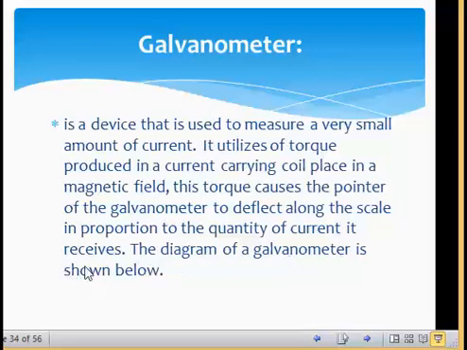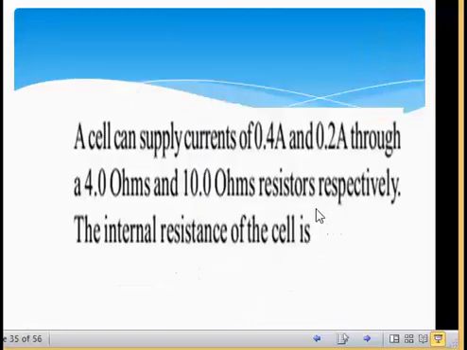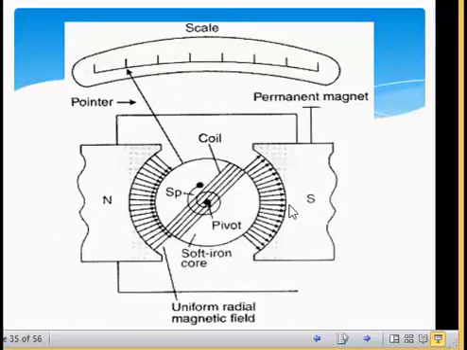Now the diagram of a galvanometer is shown. Let's look at the diagram. As you can see, there is a coil. This coil is wound around a cylinder, a cylinder of soft iron core. In between the coil lies the external magnetic field, north and south, at either side.